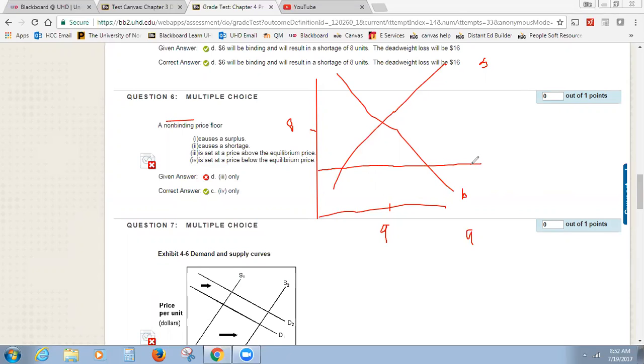So if I know this is a floor, I like to put an arrow here, which tells me the price has to be above here. If it had been a price ceiling, I would have put an arrow up here and put it down and said the price has to be below here.